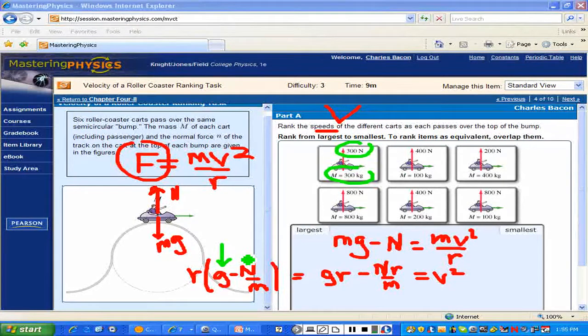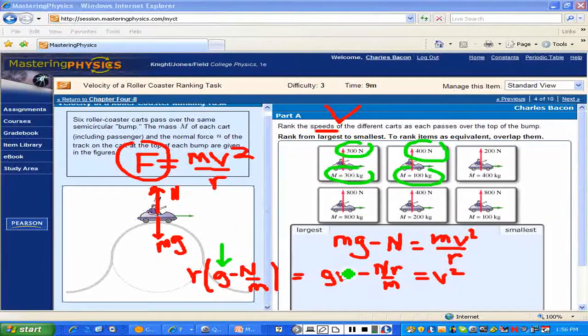Now how does that compare to, let's pick another one. How about the second one? N is 400 and m is 100. So the ratio n over m is 4. Well, g, 9.8 minus 4 is 5.8. So clearly that's smaller. So that means the velocity is going to be smaller for this one, 400 over 100, than it was for the 300 over 300. So you see that now?